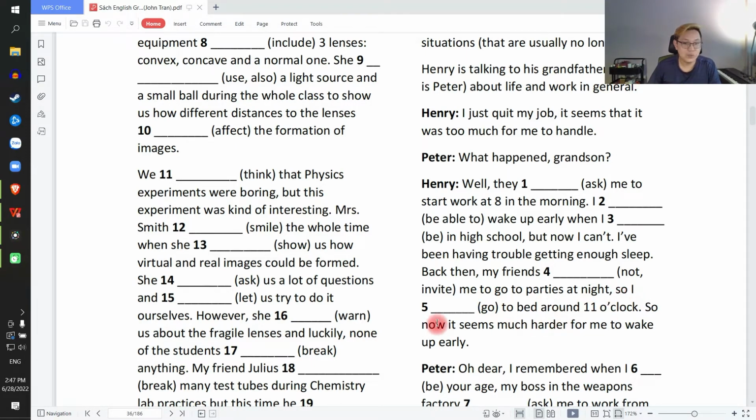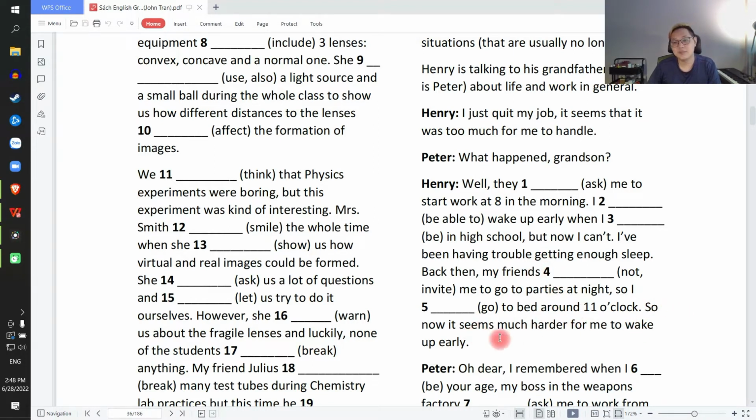So I would go, or I used to go to bed around 11 o'clock. But of course, this is no longer true. Đây là một cái thói quen quá khứ, là trước đây bạn của con đã không từng mời con đi đến những buổi tiệc ban đêm nữa, cho nên con đã từng đi ngủ khoảng 11 giờ đêm. Đây là một việc mà trong quá khứ bây giờ không còn đúng nữa rồi. Một cái thói quen quá khứ. This is a past habit that is no longer true.